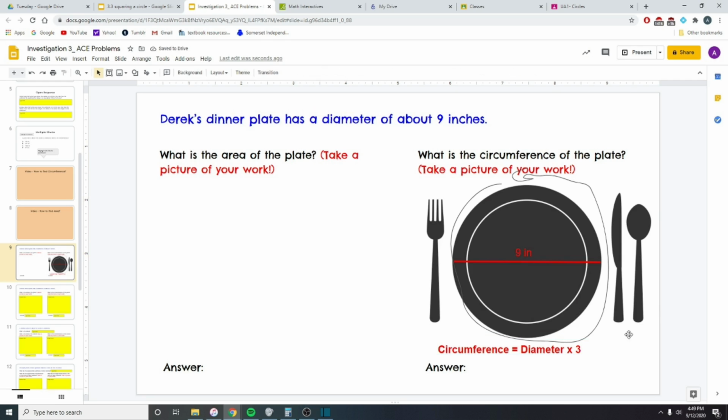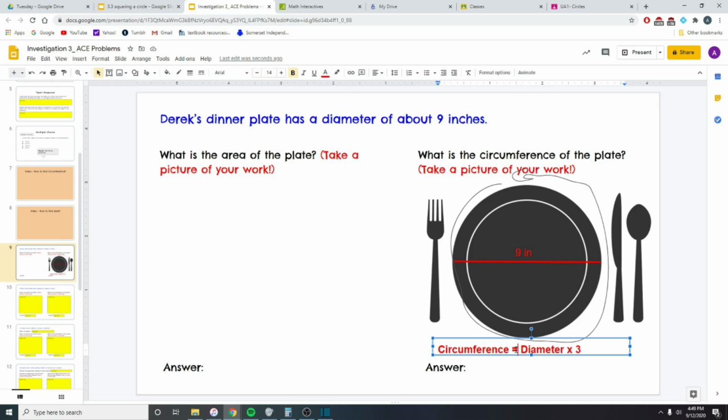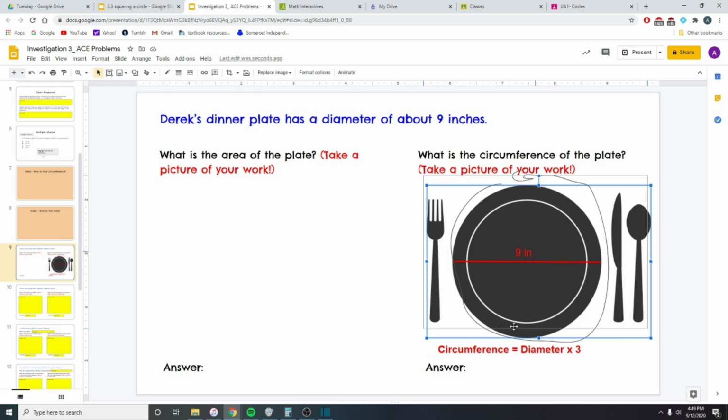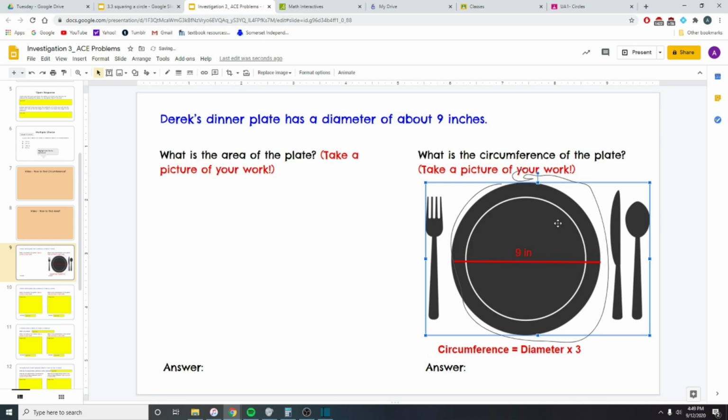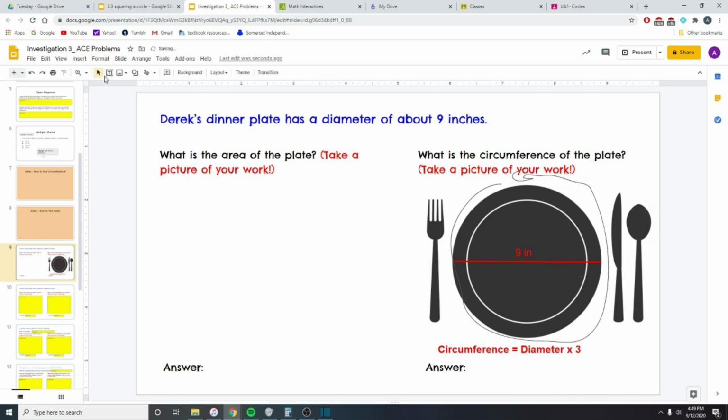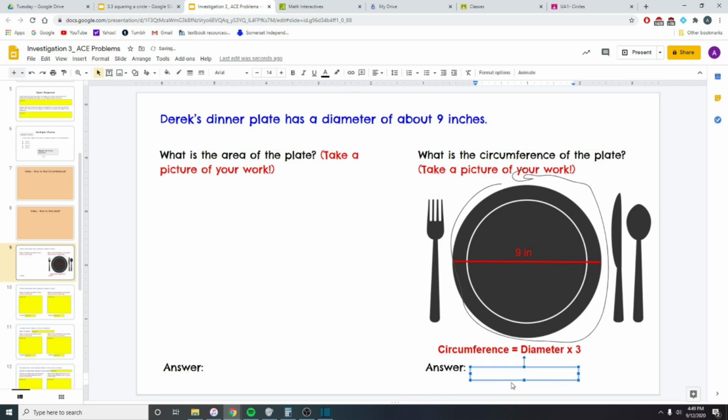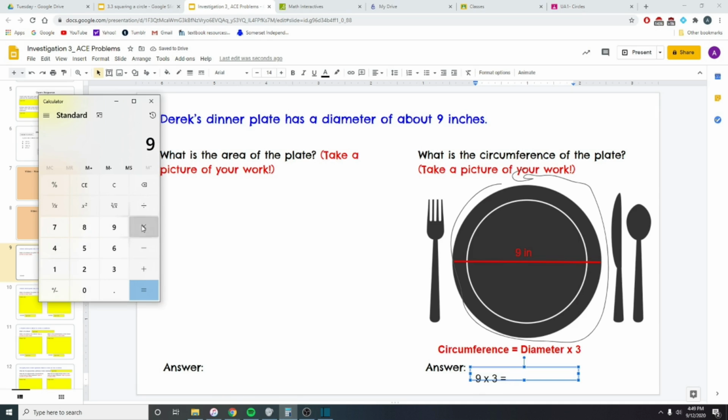So in this case, my diameter is 9. So for my answer, I'm gonna need to do 9 times 3 to get my answer. If I do 9 times 3, I'm going to use the calculator as a visual. 9 times 3, that will give me 27.